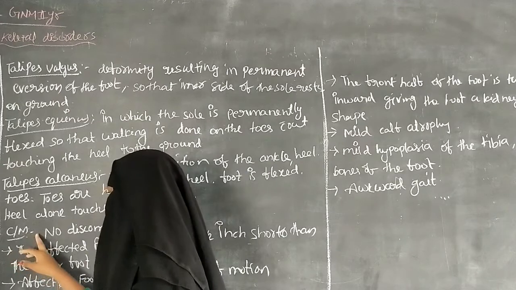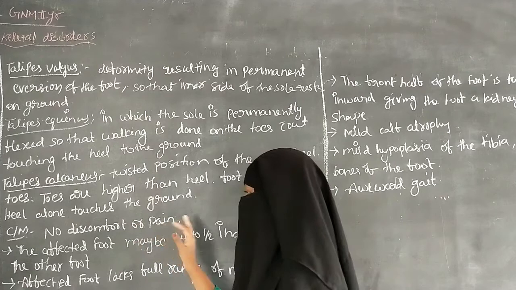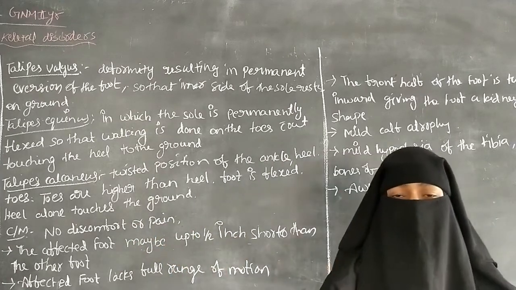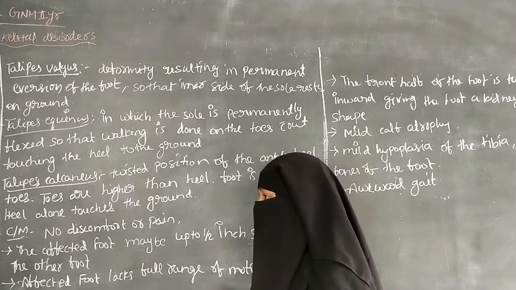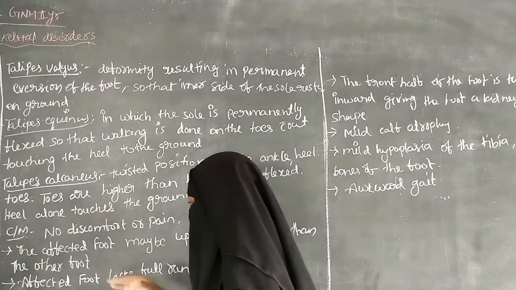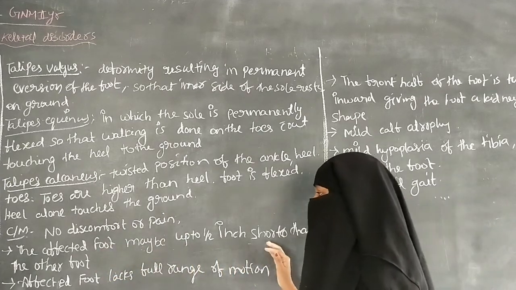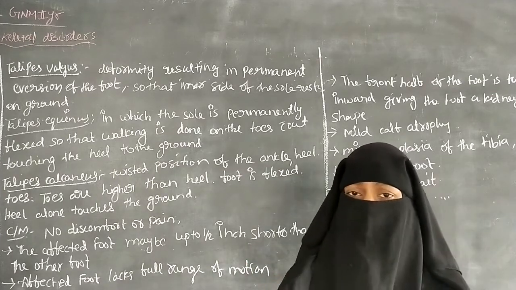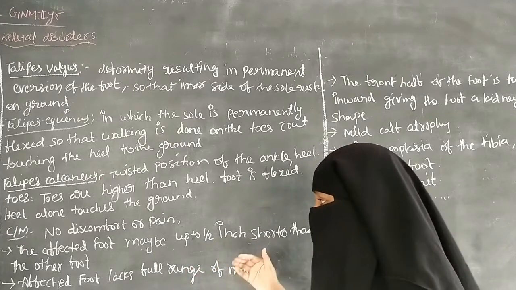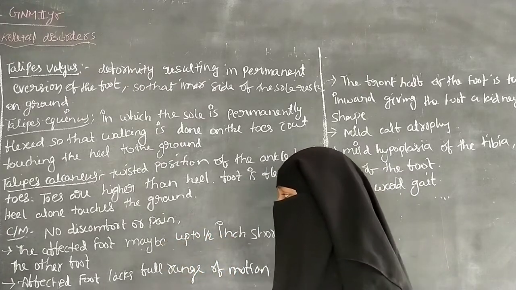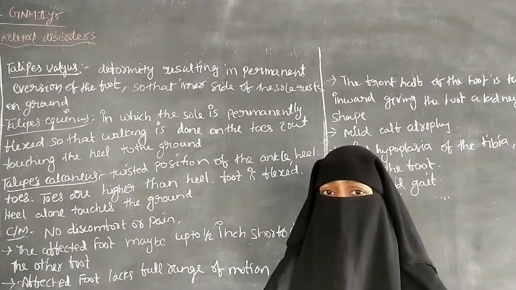So the next one is clinical manifestations. In the clinical manifestations, there is no discomfort or pain. The patient does not have any discomfort or pain because of the club foot, and the affected foot may be up to 1/2 inch shorter than the other foot. So if the patient has club foot, the affected foot is 1/2 inch smaller when compared with the other foot.